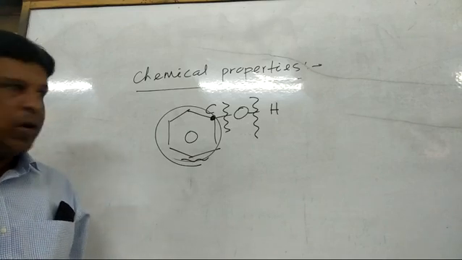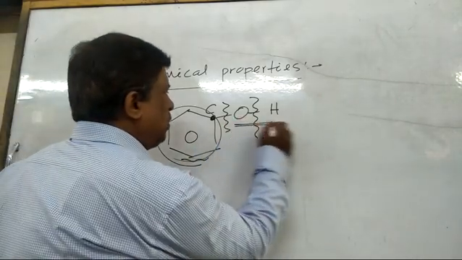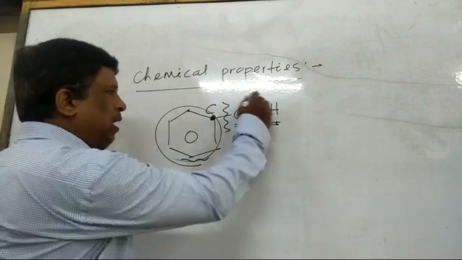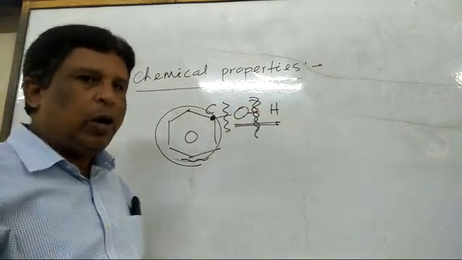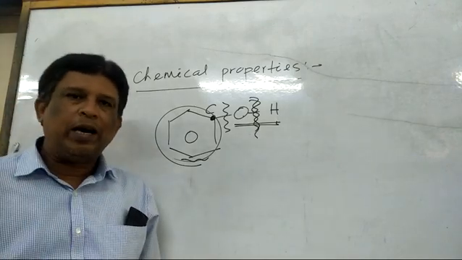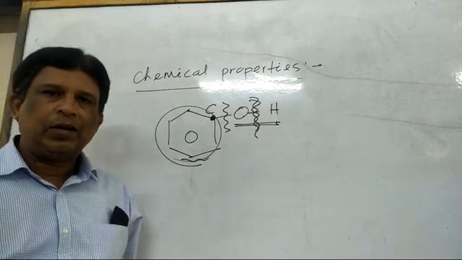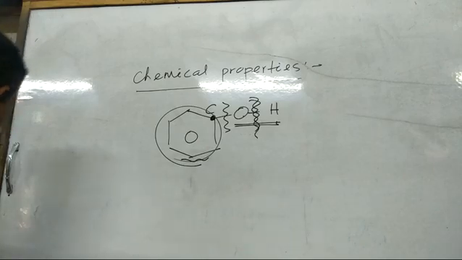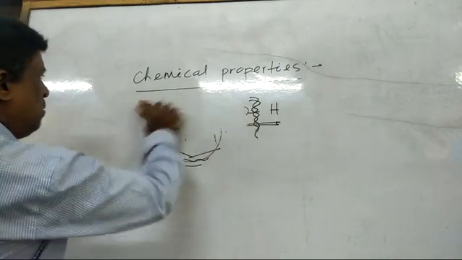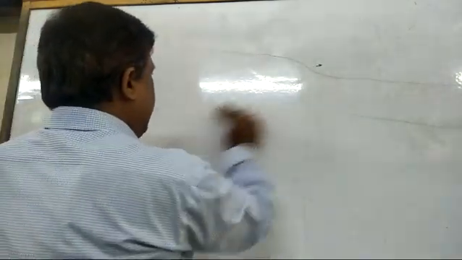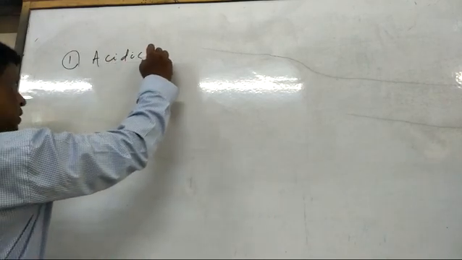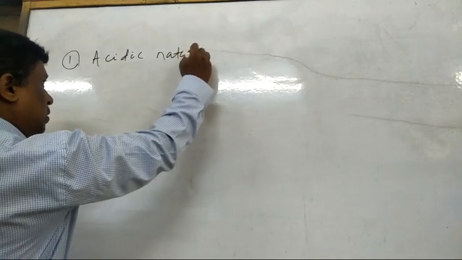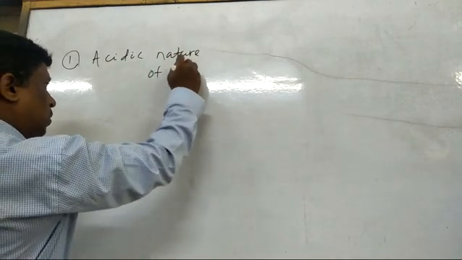Let us discuss one by one. The first chemical property is due to the cleavage of the O-H bond. Under this category, the first point is the acidic nature of phenol. Let us discuss this one. Point 1 is the acidic nature of phenol.